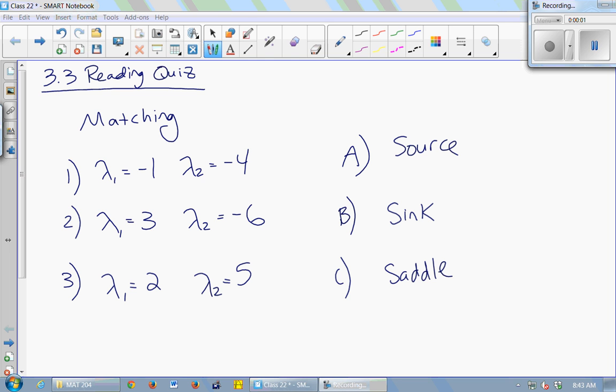When both eigenvalues are negative, how do we classify the equilibrium point at the origin? Sink, yeah. And when one eigenvalue is positive and one is negative, saddle. And both positive, the origin is a source.